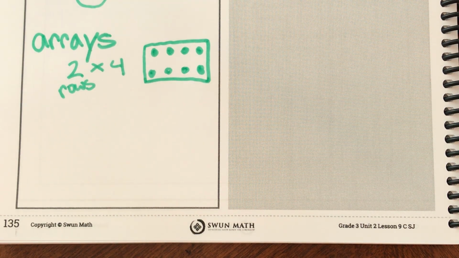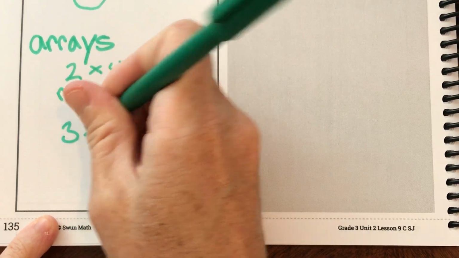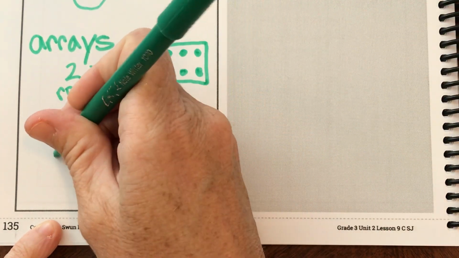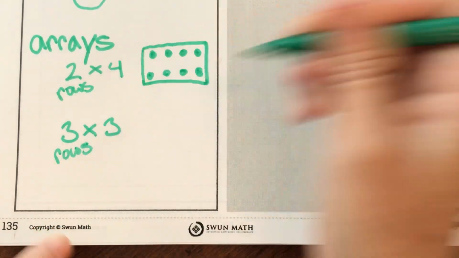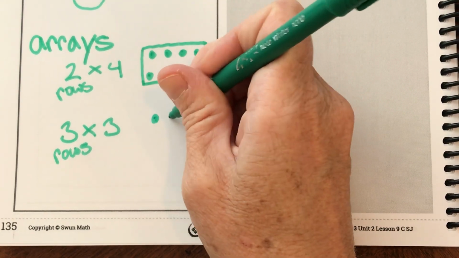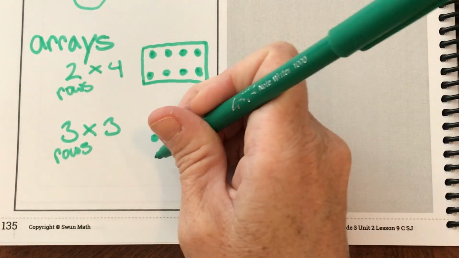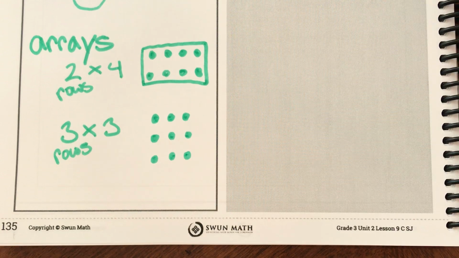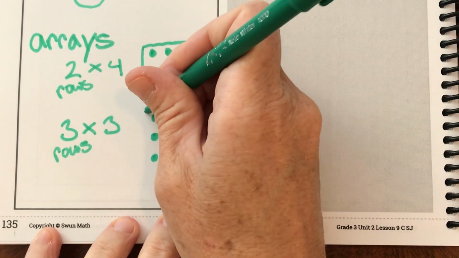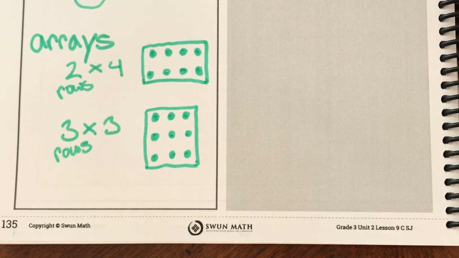Okay, so let's do another array. This time, let's do an array for 3 times 3. So again, that means we have 3 rows of 3. That's what 3 times 3 means. So let's do 1 row of 3, 2 rows of 3, and 3 rows of 3. Okay, so again, what I want you to see is those arrays have to create a box. That's going to be important in today's lesson to remember that the arrays create a box.